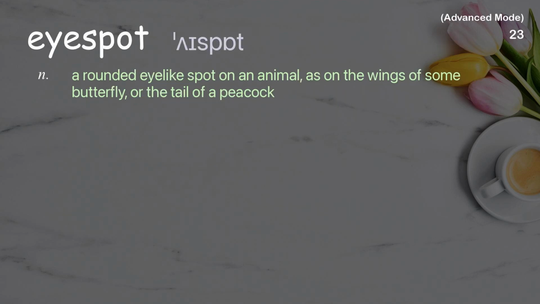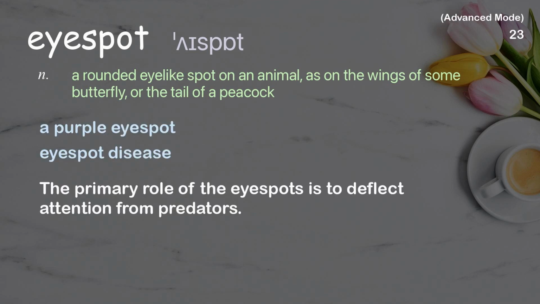Eye spot. A rounded eye-like spot on an animal, as on the wings of some butterfly or the tail of a peacock. Examples. A purple eye spot. Eye spot disease. The primary role of the eye spots is to deflect attention from predators.